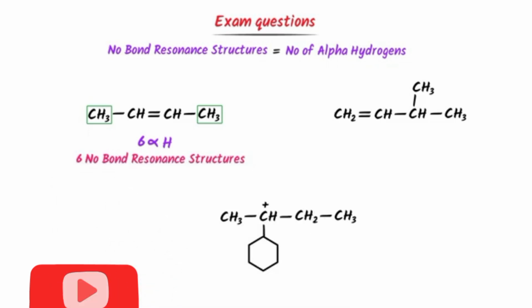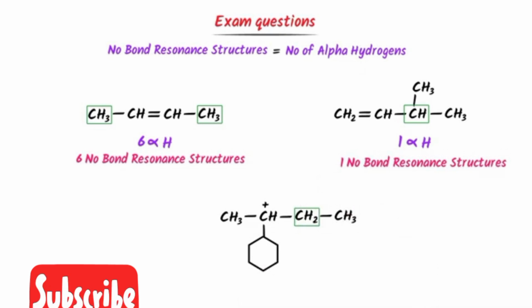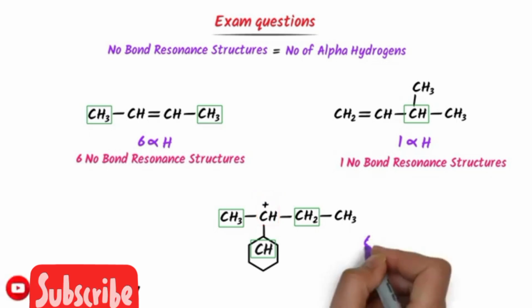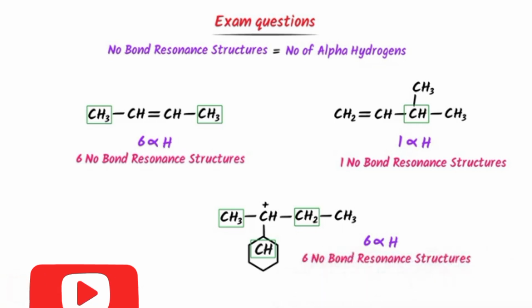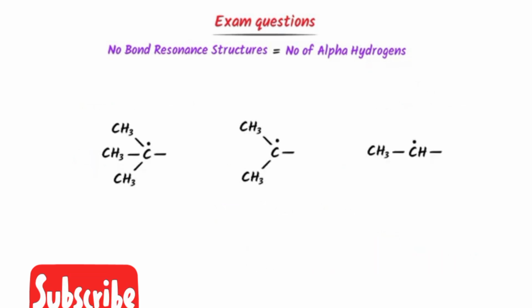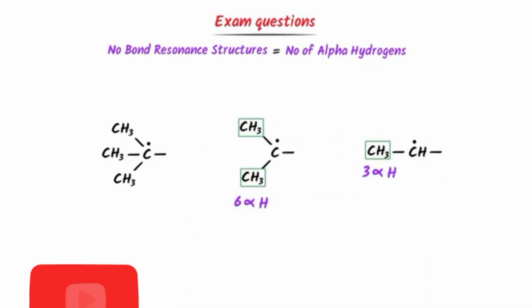Secondly, this is the only alpha carbon. This alpha carbon has only one hydrogen, hence one no bond resonance structure is possible. Thirdly, this is an alpha carbon, this is also an alpha carbon, and this is also an alpha carbon which is linked to this carbon. Hence there are a total of 6 alpha hydrogens, so 6 no bond resonance structures are possible. So, some important exam questions: no bond resonance structures, number of alpha hydrogens.